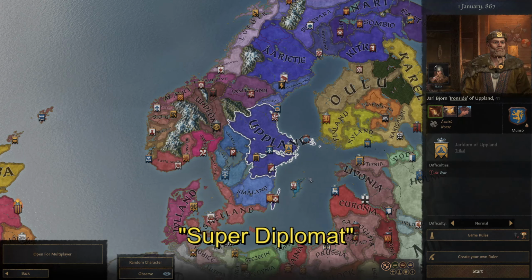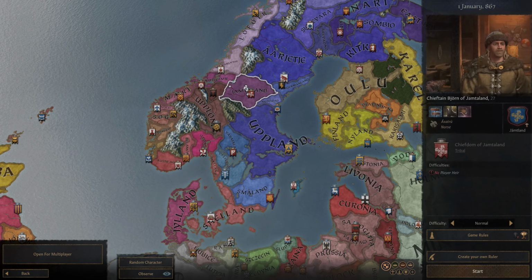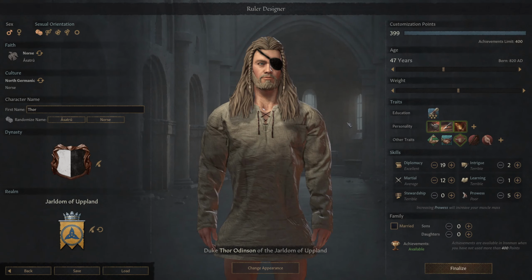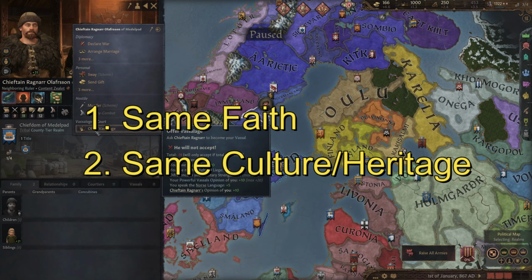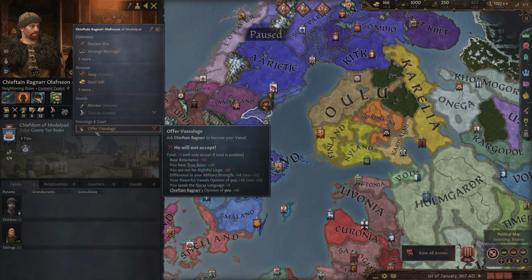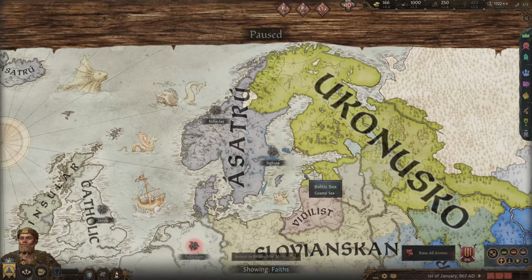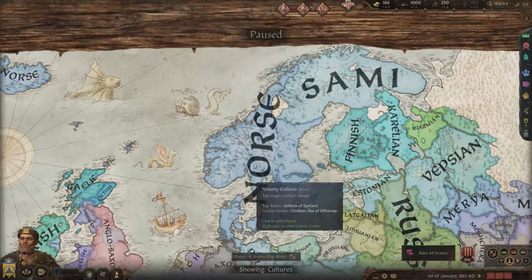My first build is my Emperor Thor, the Super Diplomat build. We can start in Upland or any of these Norse realms here. The goal here is to create a Viking empire using the offer vassalage mechanic. To maximize the vassalage chance, we want to be the same religion and culture. So it works best in areas with big uniform religion and culture, like in Scandinavia.